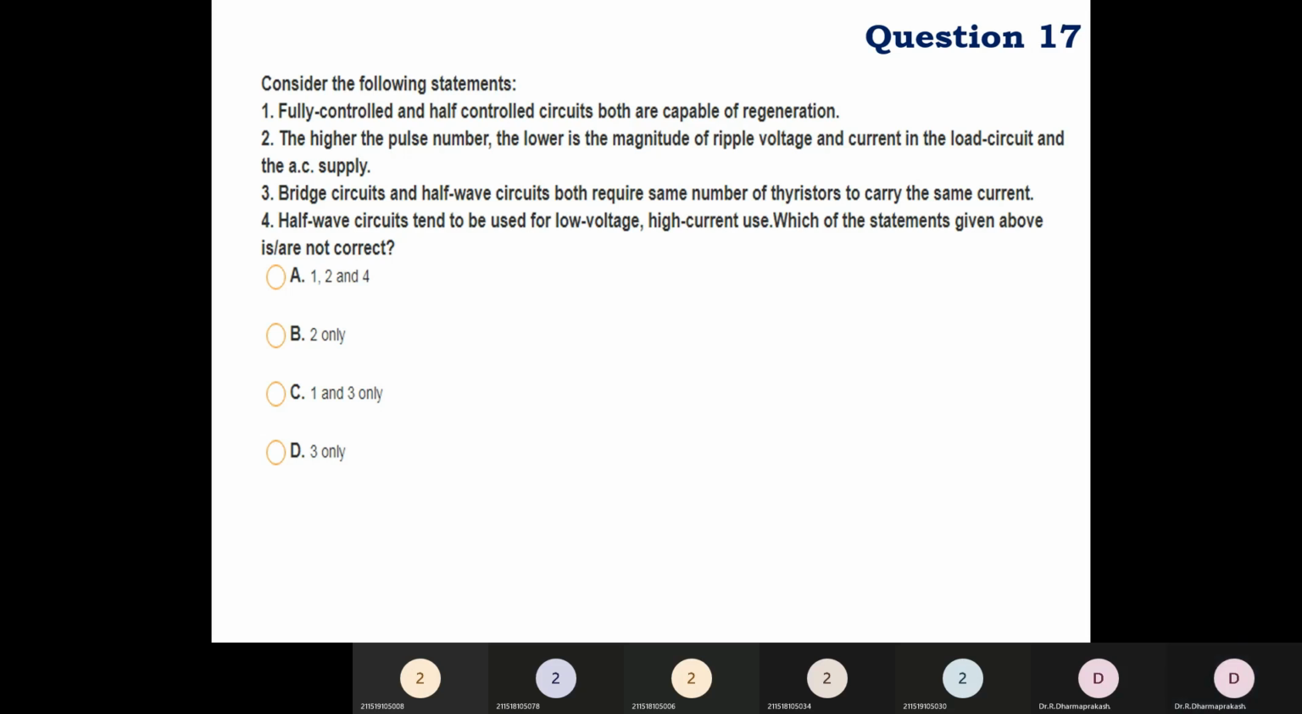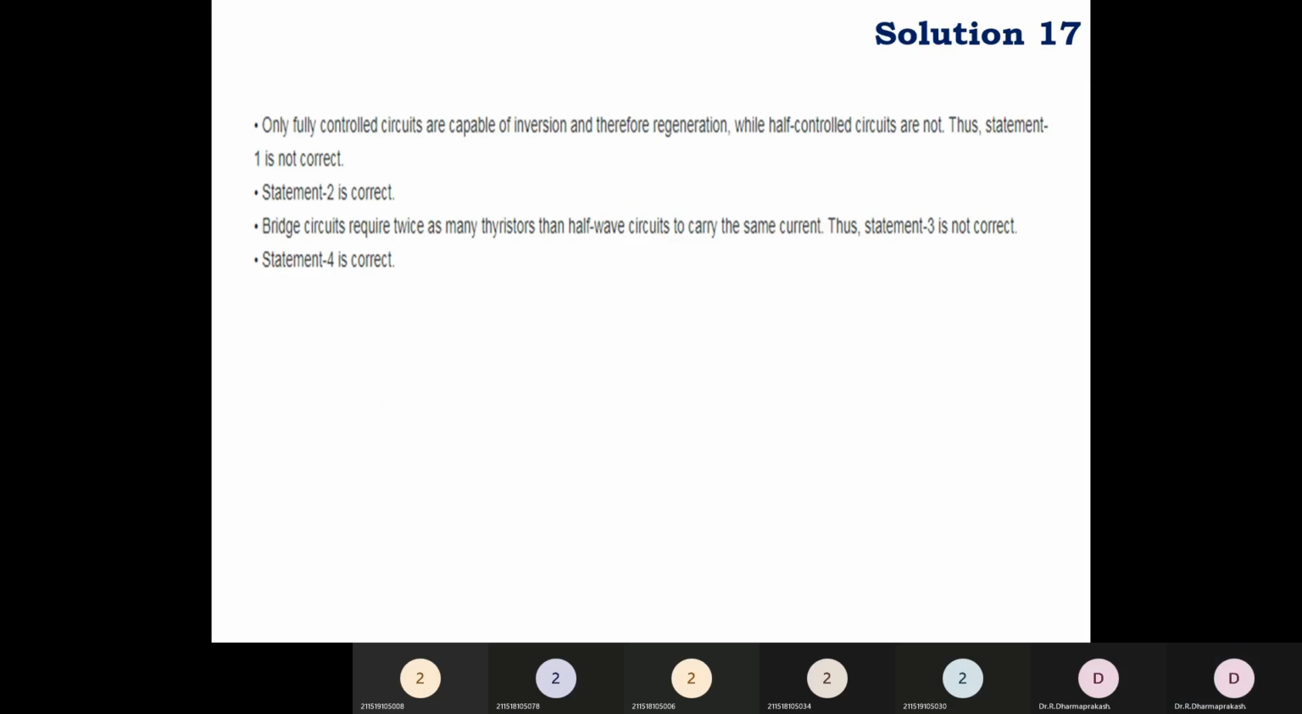So here, one is not correct, two is correct, and three is not correct, and four is correct. Okay? So here not correct, one and three are not correct.